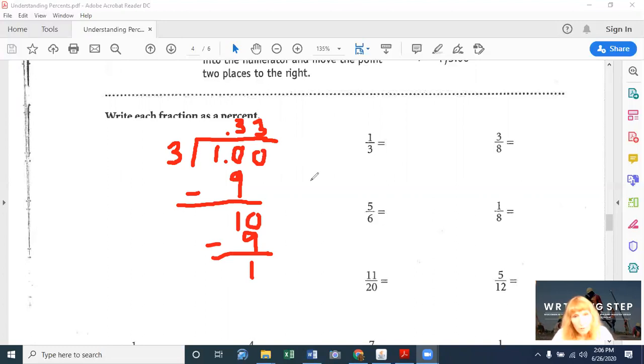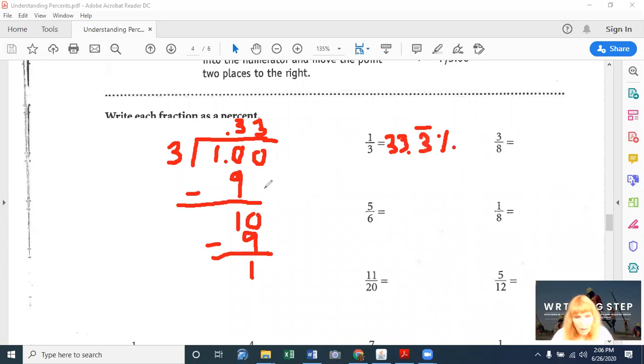So there's a couple ways to write this. Well, we want to change it to percent, so we have to go 2 to the right, right? So we could write 33.3. Oops, that's supposed to be a 3 with a line over the 3%. That means that I'm going to erase that 3. That means that the 3 repeats itself forever and ever and ever. So that's one way of writing it.